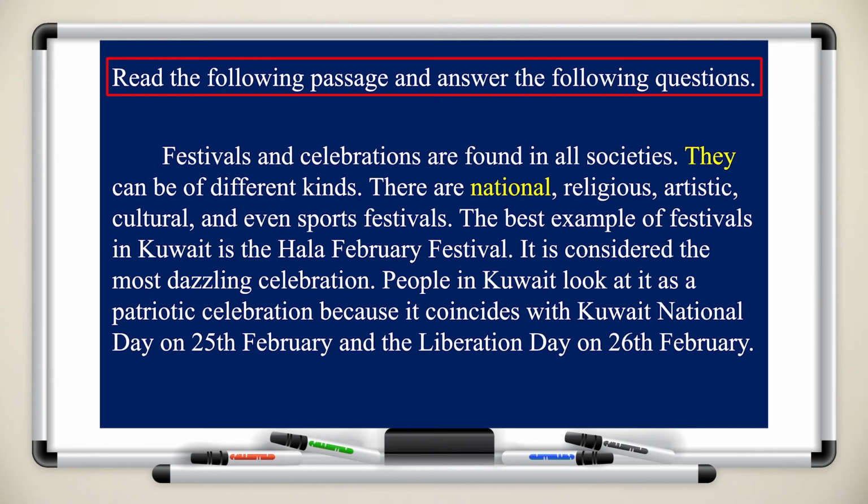Festivals and celebrations are found in all societies. They can be of different kinds. There are national, religious, artistic, cultural, and even sport festivals. The best example of festivals in Kuwait is the Hala February festival. It is considered the most dazzling celebration. People in Kuwait look at it as a patriotic celebration because it coincides with the National Day on the 25th of February and the Liberation Day on the 26th of February.